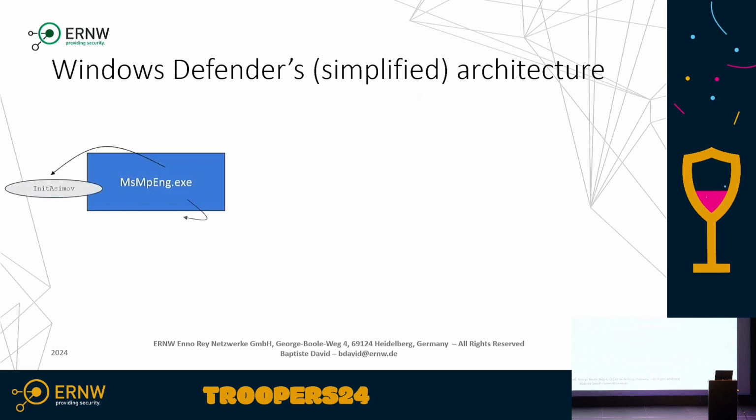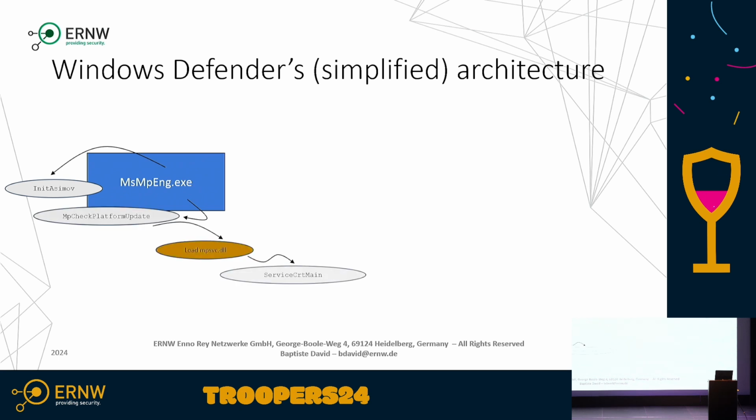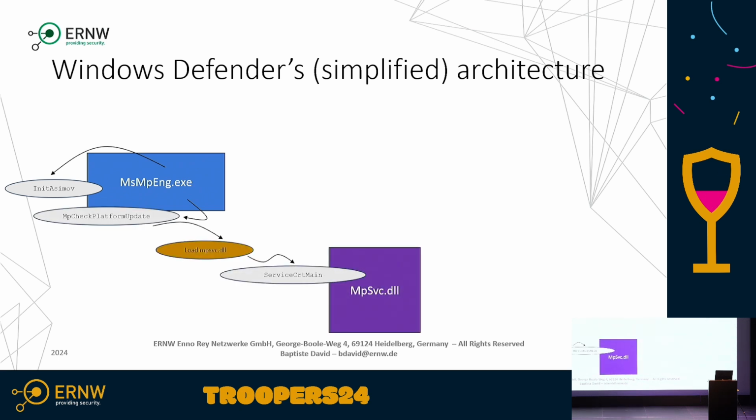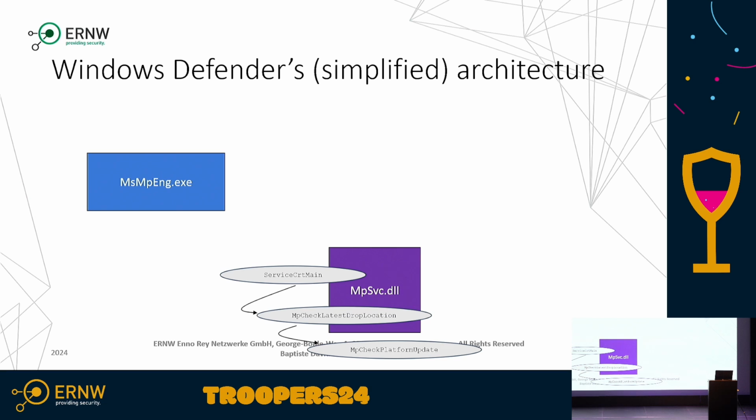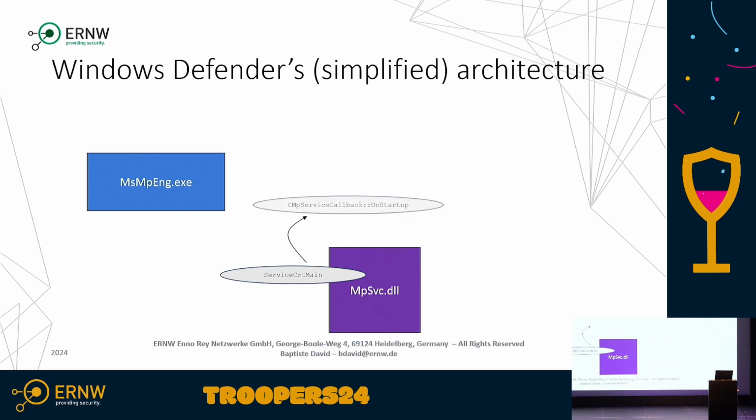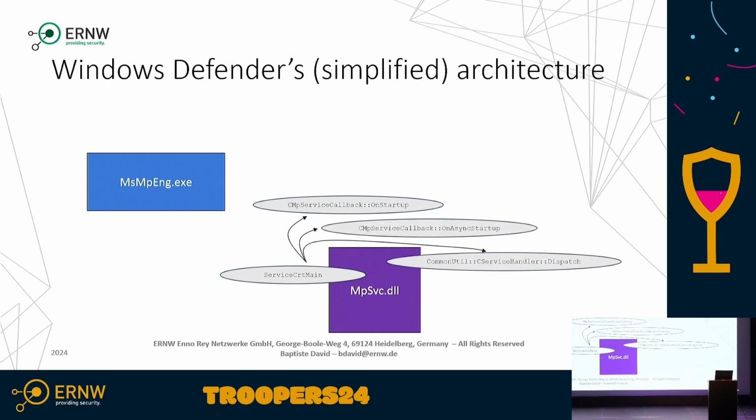So we start with the executable msmpeng.exe. It's literally more or less like svchost, which is the process which is going to host the service of Windows Defender. The name of the engine inside is called Asimov. That's a code name for the analysis engine of Windows Defender. And the first thing it's going to do is load the DLL called mpsvc.dll, which is literally the service, which has a ServiceCrtMain function. This one is going to check which is the last drop location and if there is any update in the system to use. If not, the service is going to create the regular stuff for a service.